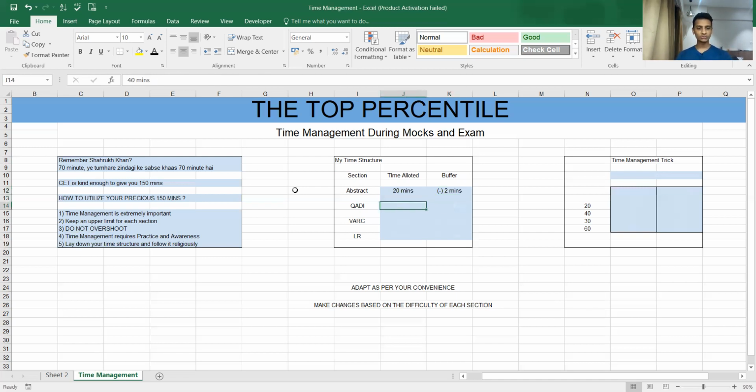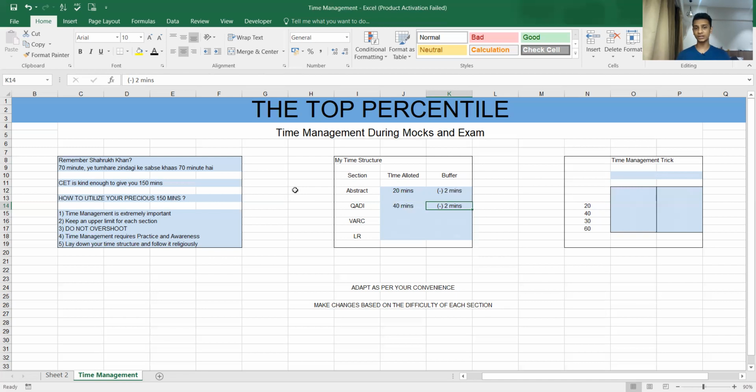And then the next section would be QADI. I used to give around 40 minutes of time for those 50 questions. It was my strongest section, so I was comfortable spending more time on it. But again, my idea was that I would give at max 40 minutes to QADI, because I know that in some other sections, some easier questions are waiting for me. So I'm not going to spend more than 40 minutes.